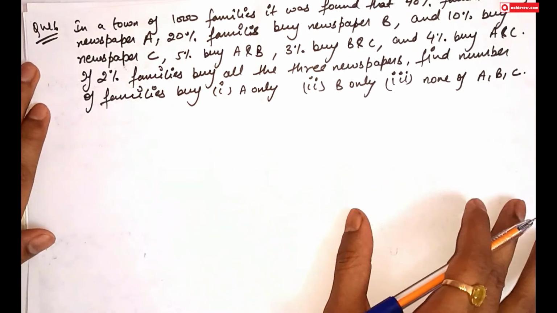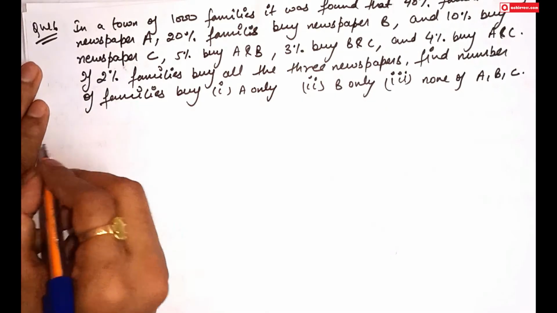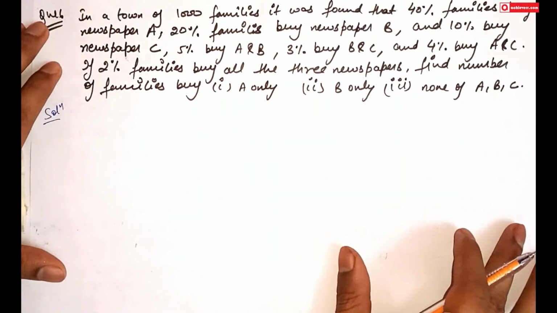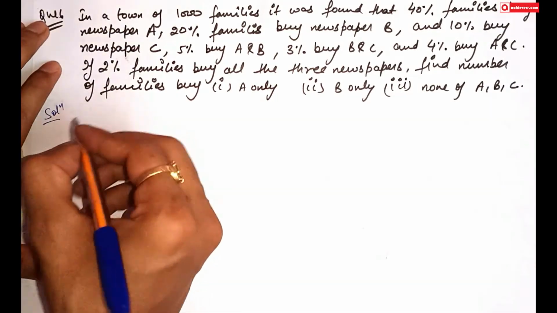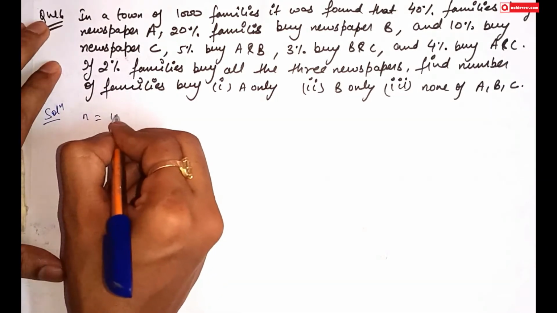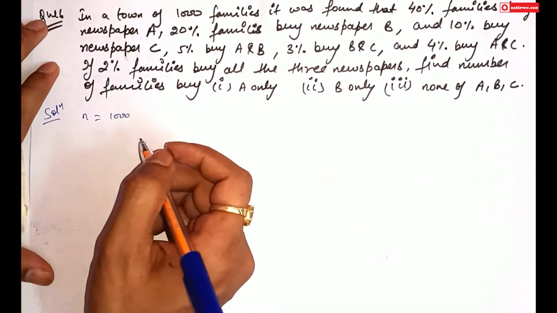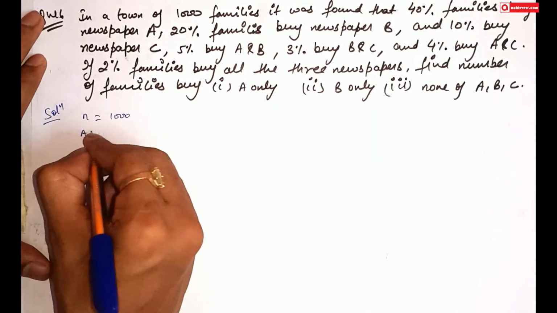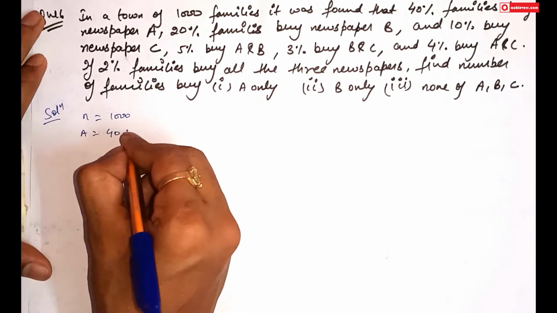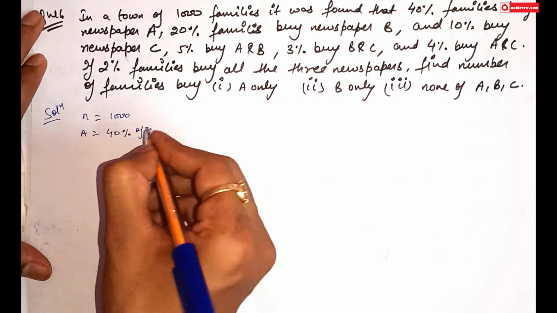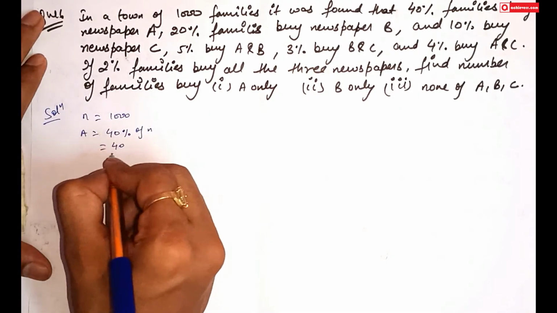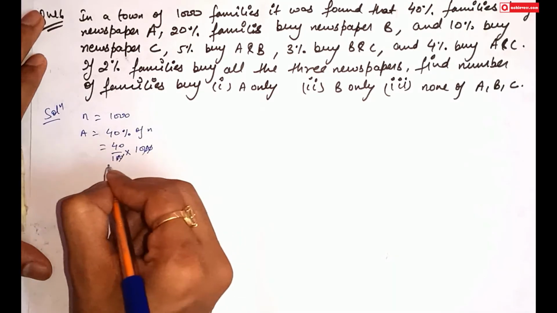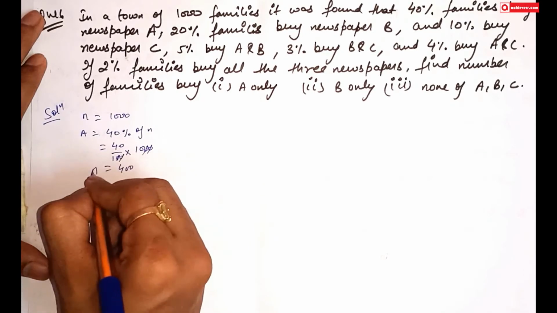So let's first write down the information given in the question. So let's formalize, let's write down the information. We have n is equal to 1000, and it was found that 40% of families buy newspaper A. So A is 40% of n, that will be 40 upon 100 into 1000, that will be 400. So A is 400.